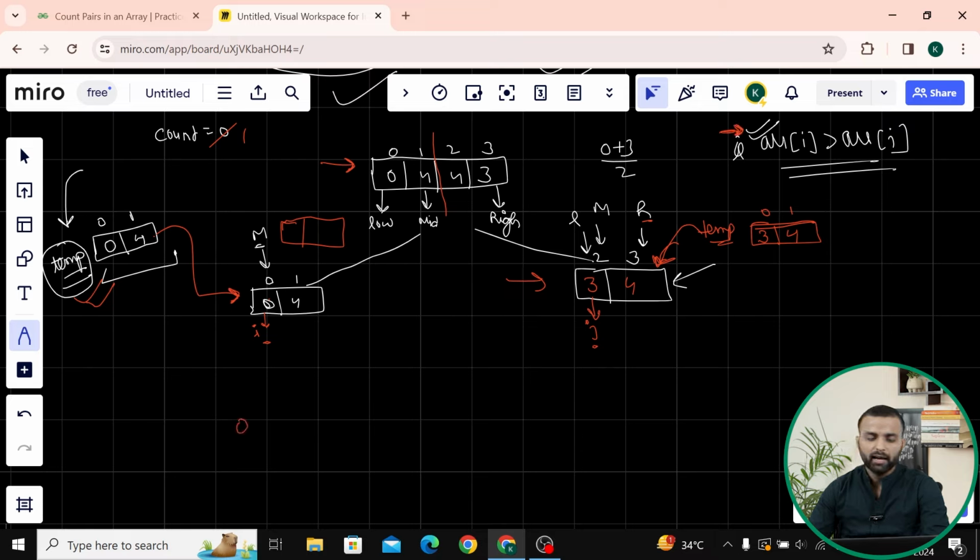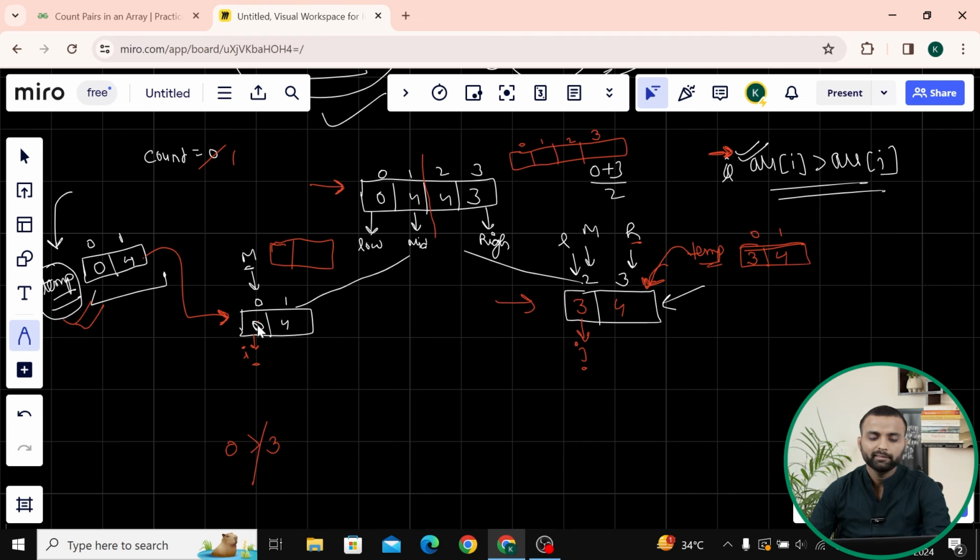Does it follow this property, this condition? No, 0 is not greater than 3, right? So we simply, what's the smallest here? 0 is the smallest. So I make here also a temporary array which is of the same size, right? Okay, so here this is smallest, just put that into it. So my i is pointing to this now. Okay, so here you have to check: is 4 greater? Yes, 4 is greater.